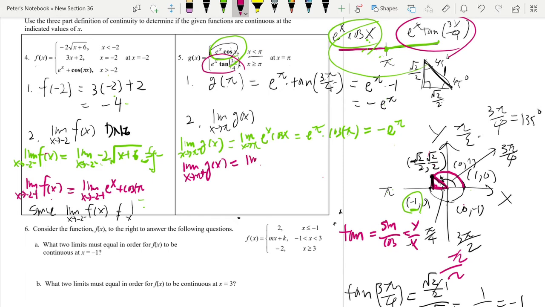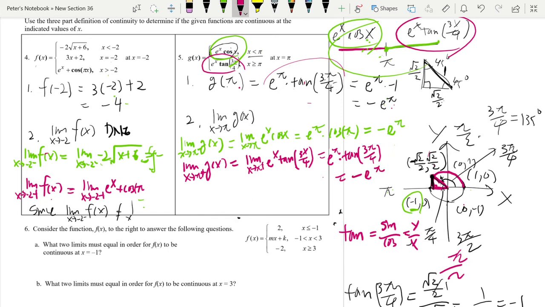But here, we actually did the work for this one already. E to the x times tangent of 3x over 4 as x approaches pi from the right-hand side. You do a direct substitution. It's going to be the same thing as finding the defined value there. So it will be e to the pi times tangent of 3 pi over 4, which will be the same answer, negative e to the pi.